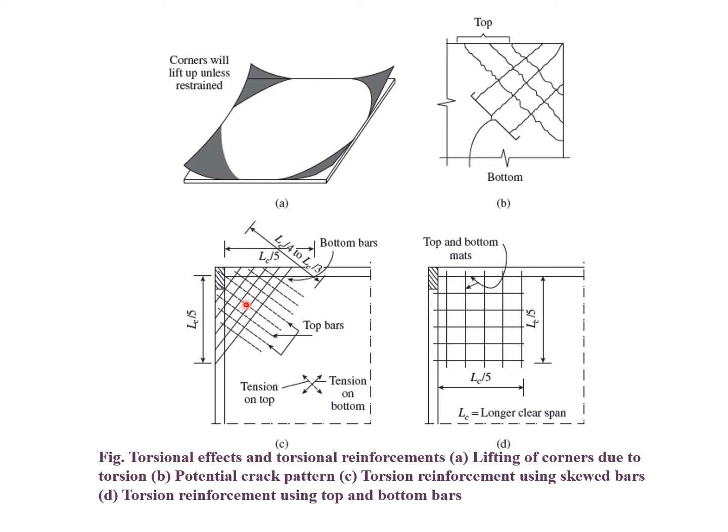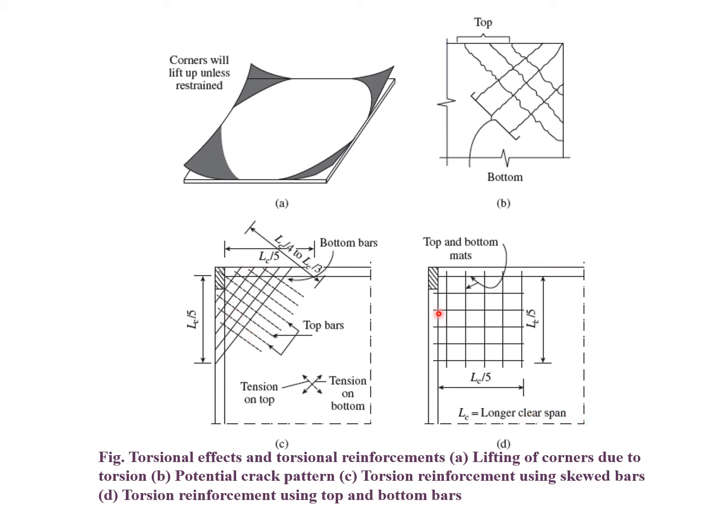For this, edge-type reinforcement can be provided. This is called torsional reinforcement, which will resist the force. The area of steel, or the span up to which the steel is to be provided, is Le by 5 on both sides, where Le stands for the effective length of my slabs, or the effective longer clear span of my slabs.